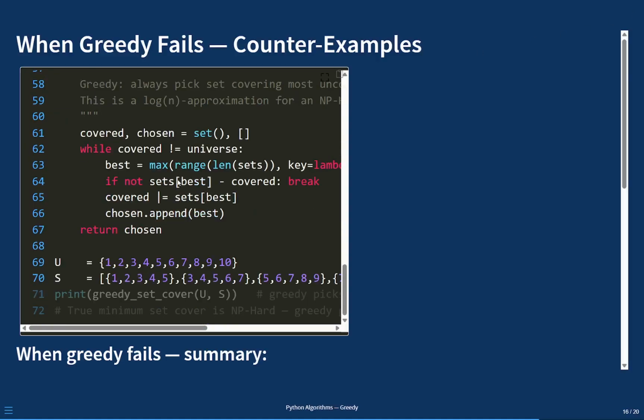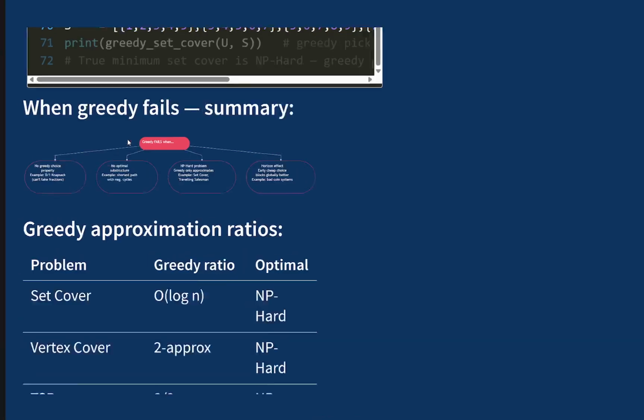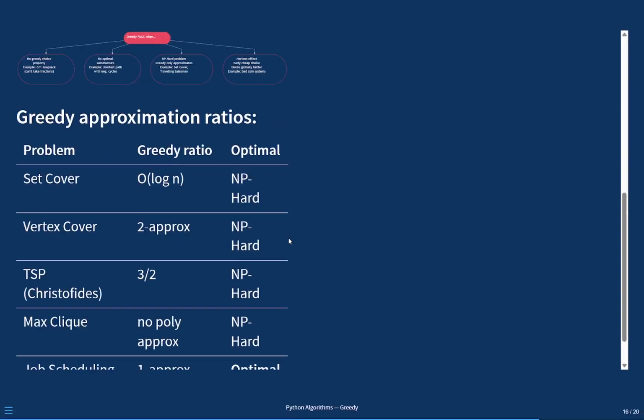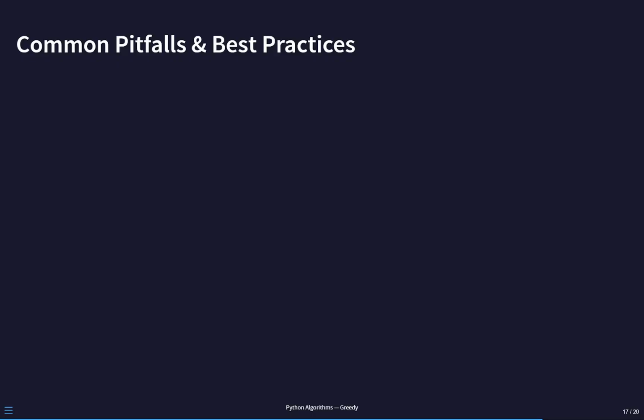Click. The failure taxonomy. Greedy fails when no greedy choice property exists. The local best choice doesn't lead globally. It fails without optimal substructure. Previously optimal subsolutions become suboptimal after later choices. It fails on NP-hard problems, where greedy only approximates. And it fails due to the horizon effect. An early cheap local choice blocks a much better global option just out of sight. Next, the practical guidelines for writing correct greedy algorithms.